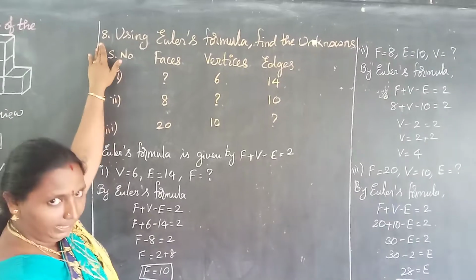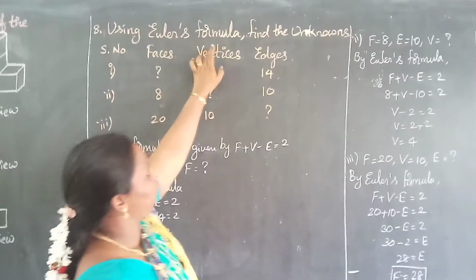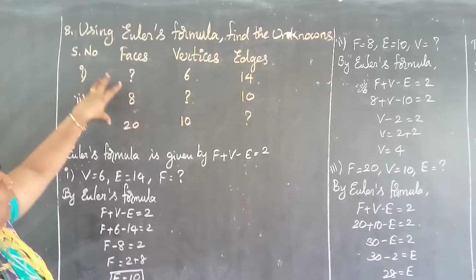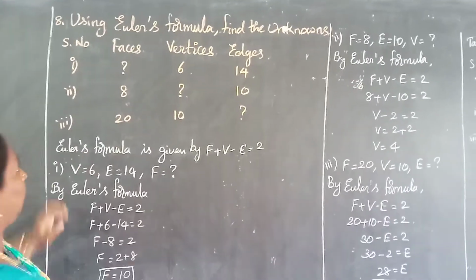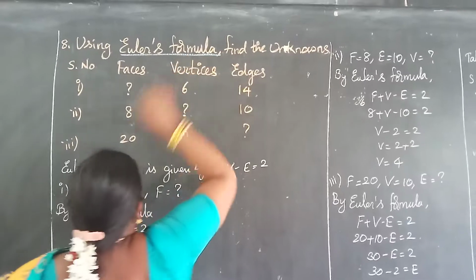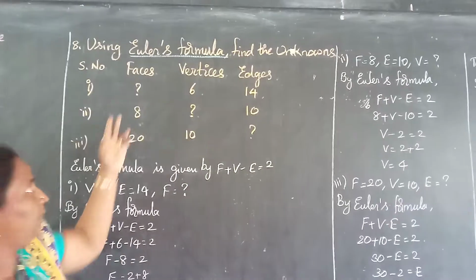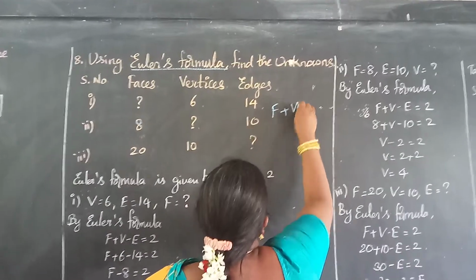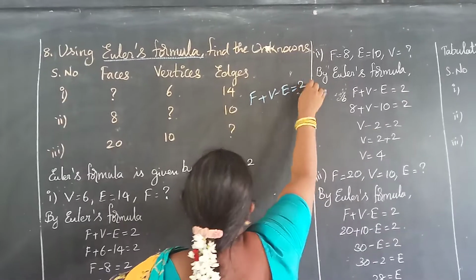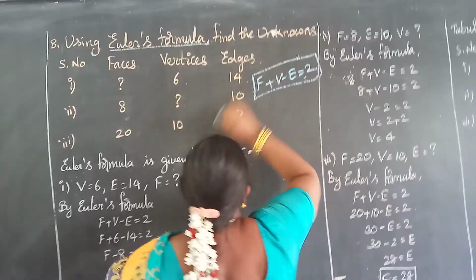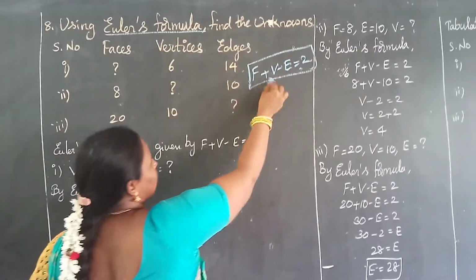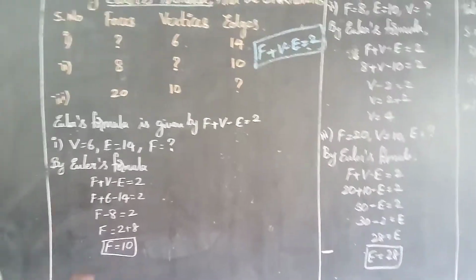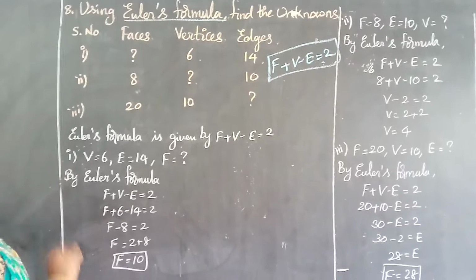Next we are going to see the 8th sum. Using Euler's formula, find the unknowns. Here they have given one tabular column. We are going to find the unknowns here. So already we know Euler's formula. What is Euler's formula? Faces, vertices, edges they have given. F plus V minus E equal to 2. This is called Euler's formula. I already told you: faces plus vertices minus edges, we will get 2. Using this Euler's formula, we are going to find the unknown value.